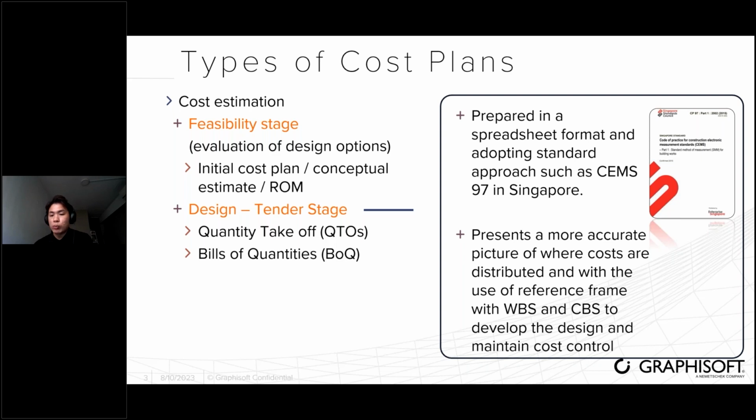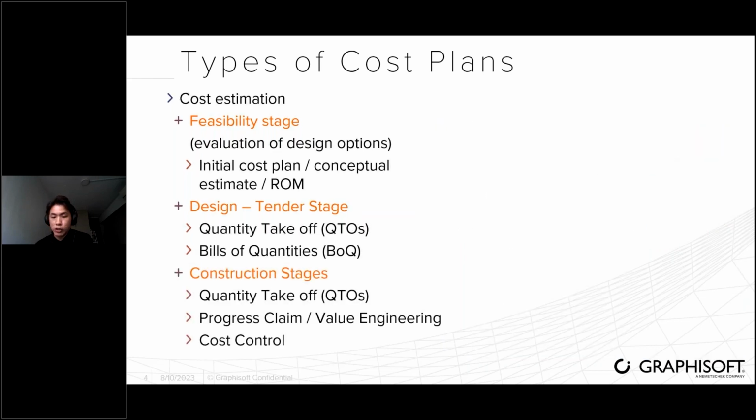Moving on to the construction stage, the QTO will still remain depending on the project situation, such as for change management, value engineering, or differences in construction as compared to the building model. This measurement will be used for progress claim. We will also see how we can prepare for progress claim as well as value engineering. And then lastly, with all the cost information, we attempt to do cost control within Archicad.